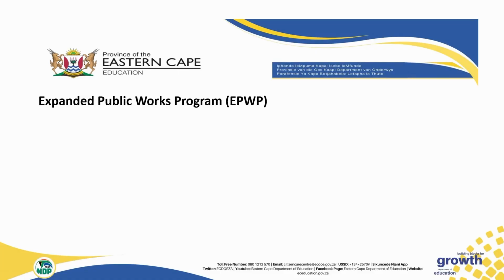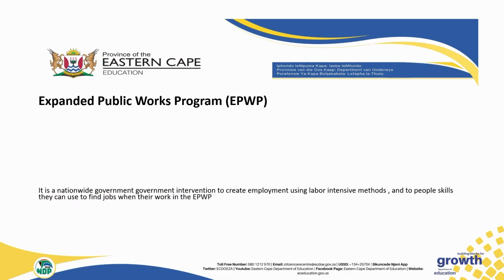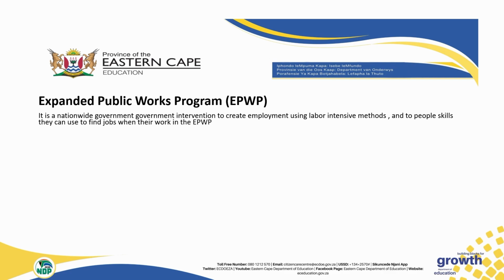Then we move to another policy, which is the Expanded Public Works Program, EPWP, the one that I mentioned in GEAR evaluations, where we said that this program, EPWP, at least has reduced unemployment. Then let us see what this program is. It is a nationwide government intervention to create employment using labor-intensive methods and to give people skills they can use to find jobs when they work in the EPWP.